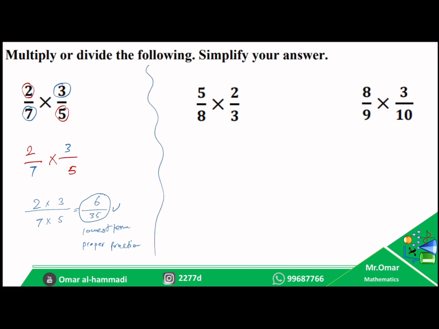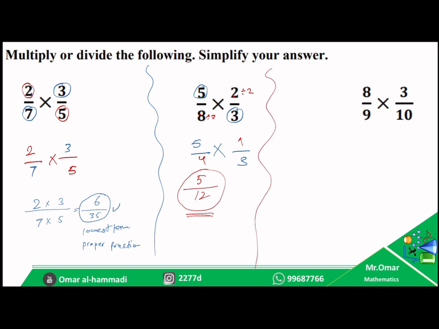We have to see, is there any common factor between 5 and 3? No. So we have to write down 5 and 3 the same way. I didn't change anything. But 2 and 8, there is a common factor. هناك عامل مشترك اللي هو الاثنين. So divided by 2. 2 divided by 2 is 1. 8 divided by 2 is 4. So now we have to multiply: 5 multiplied by 1 is 5. 4 multiplied by 3 is 12. So this is in the lowest term في أبسط الصورة, and also a proper fraction كسر اعتيادي.